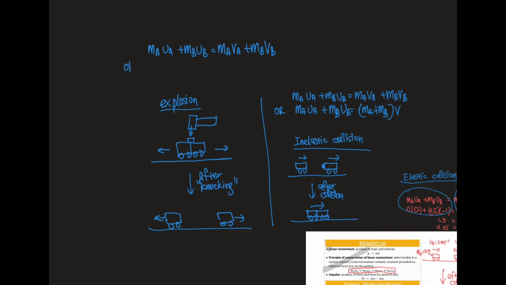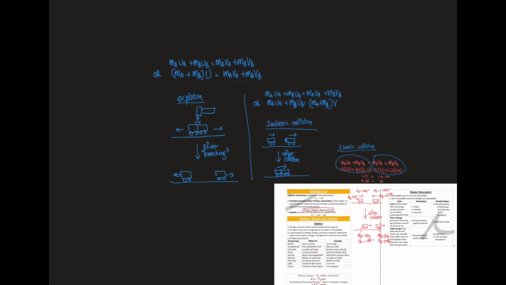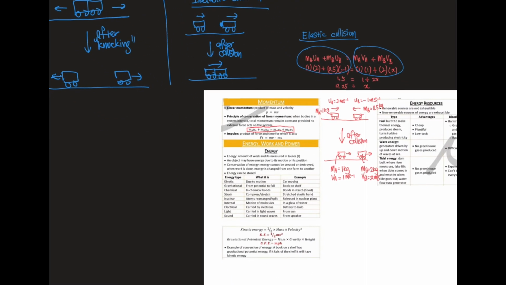So if you don't want this, then the alternative is, since we know UA and UB are the same value, you can just factorize it like this, and then after explosion, something like this, different velocity. So we have altogether 3 situations: elastic collision, inelastic collision, and explosion. Okay, 3 situations. So let's finish it first.